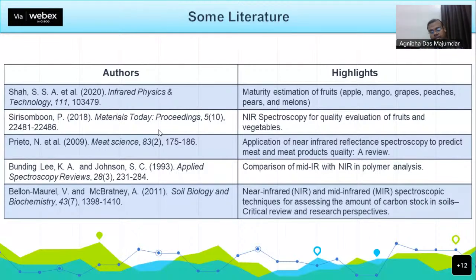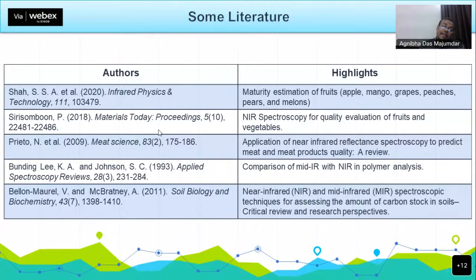for non-destructive analysis. In the fourth paper, the authors have discussed a comparison of mid infrared and near infrared spectroscopy in polymer analysis. In this paper, they have basically taken two different regions, which I told you about in the first or second slide, that the infrared region has three different sub-regions, that is near, mid, and far infrared region.